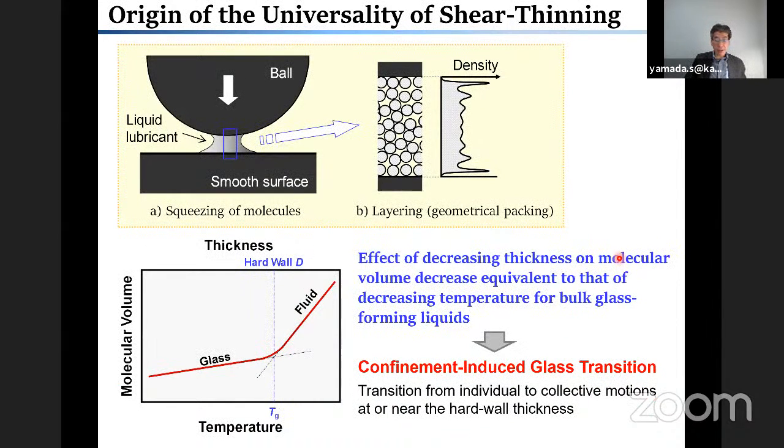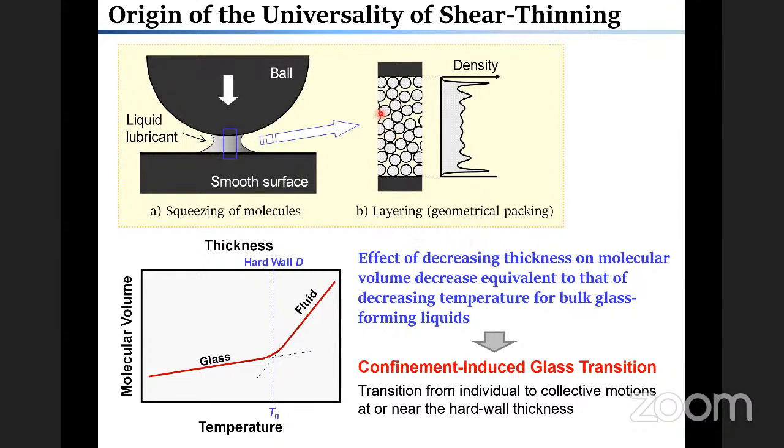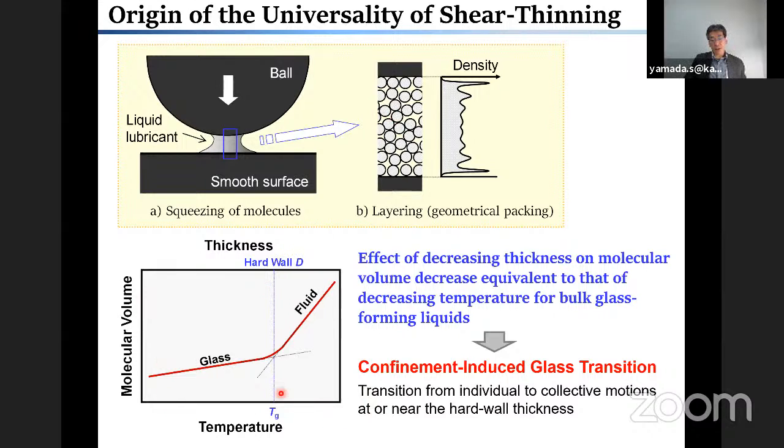As I already described, geometrical confinement has an effect to rearrange molecules into a dense packed structure. This diagram schematically shows the typical explanation of bulk glass transition of liquids at low temperature. We can consider that the effect of decreasing thickness on molecular volume should be basically equivalent to that of decreasing temperature for bulk glass forming liquids.